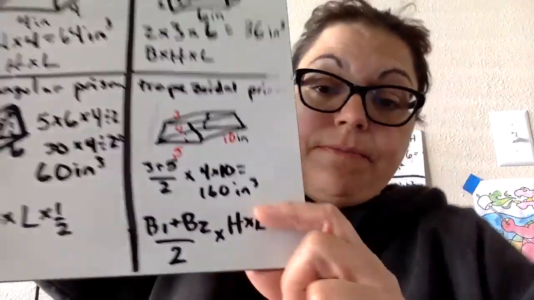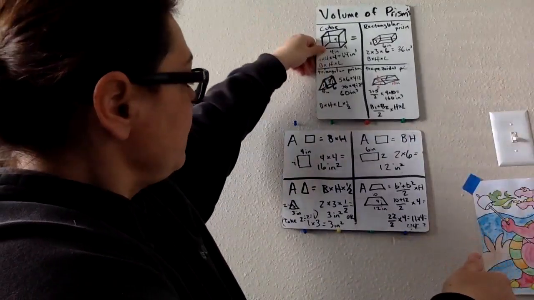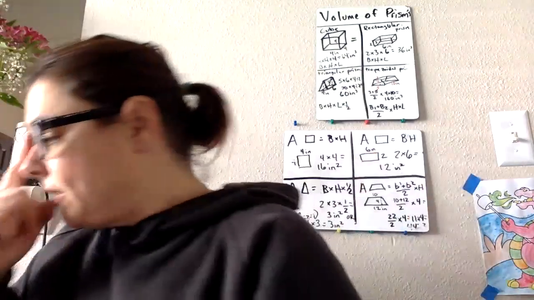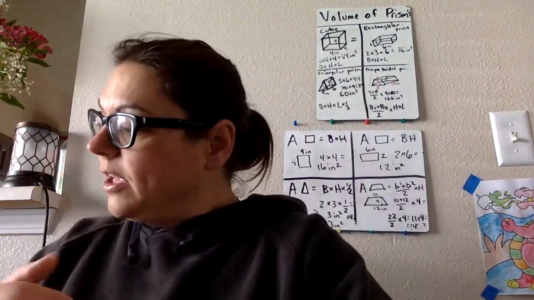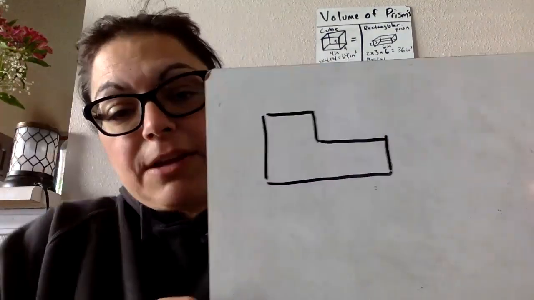Okay? All right. So we'll put this up, and we've got our formulas. Hopefully you guys can see those. Perfect. All right. So now let's talk about how to find the volume of an L-shaped prism. What I mean by that is I have kind of an L-shaped prism here.